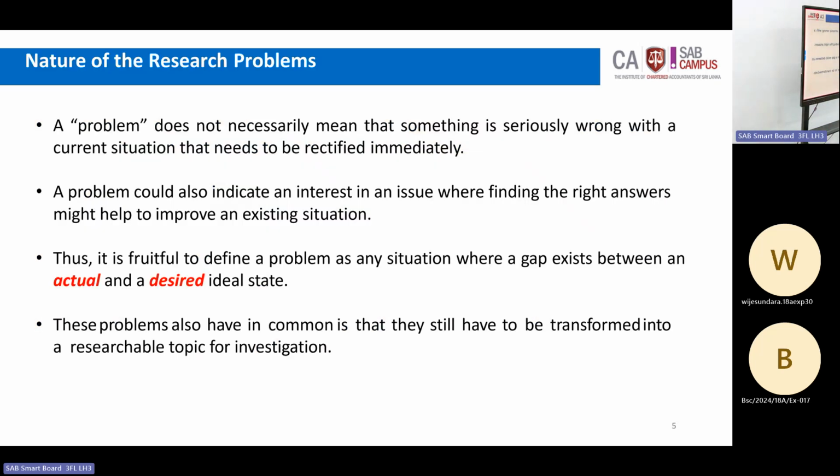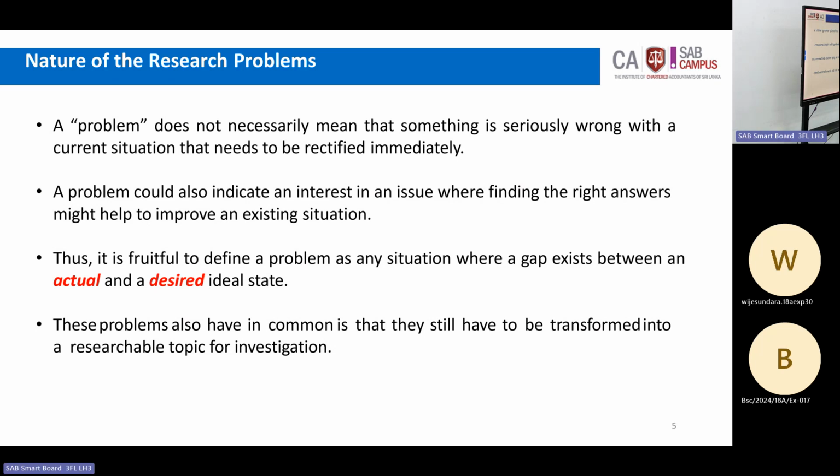Write down the examples for the problems. Just think about research, not a researchable problem. You just write down the example of the problems. Question. We are going to convert the real world problem to the researchable problems.